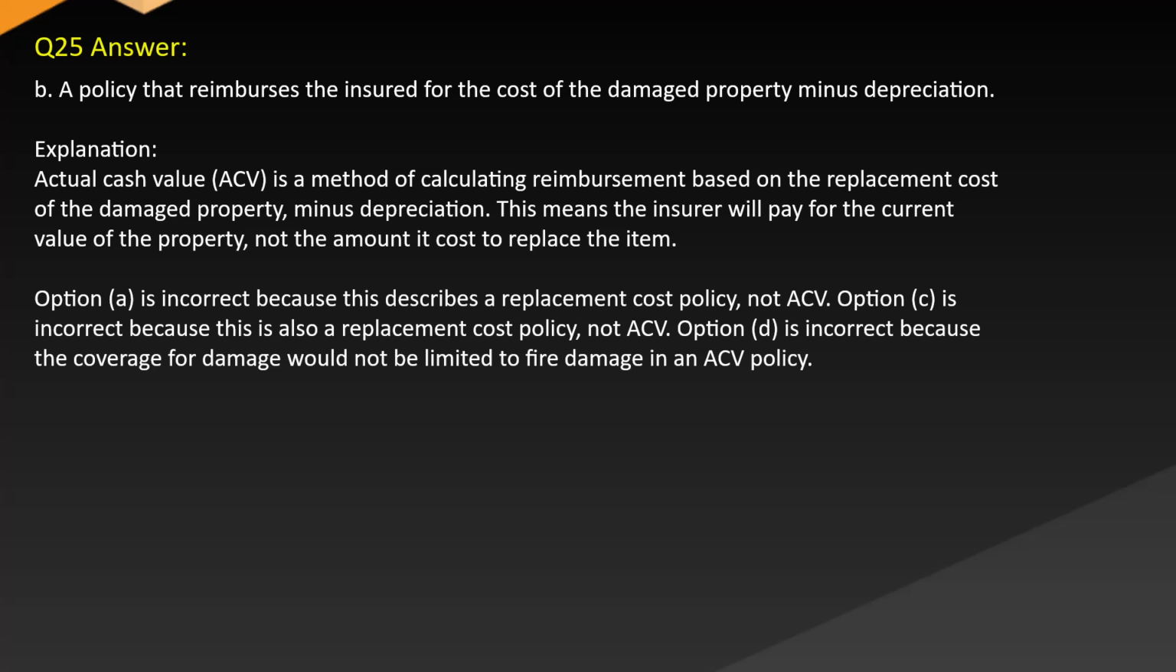Answer: B. A policy that reimburses the insured for the cost of the damaged property minus depreciation. Explanation. Actual cash value is a method of calculating reimbursement based on the replacement cost of the damaged property minus depreciation. This means the insurer will pay for the current value of the property, not the amount it costs to replace the item. Option A is incorrect because this describes a replacement cost policy, not an ACV.